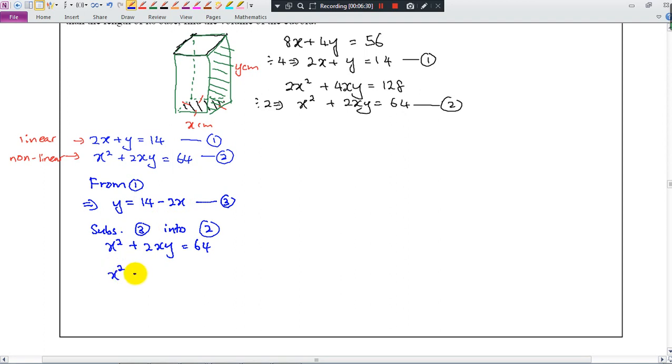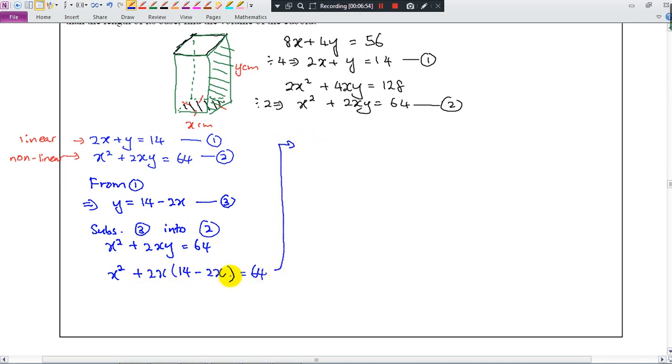x squared plus 2x(14 minus 2x) is equal to 64. Let me check again, correct or not. x squared plus 2xy is equal to 64. Okay, so this is positive, easier. If this is negative, you have to be extra careful.